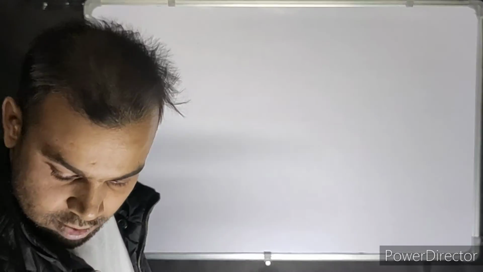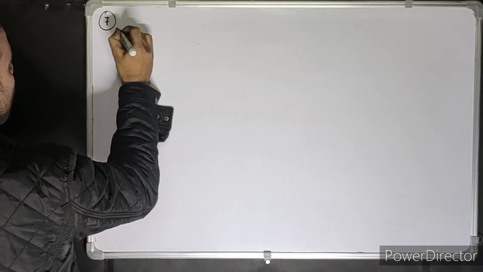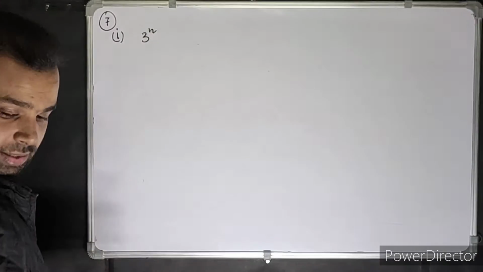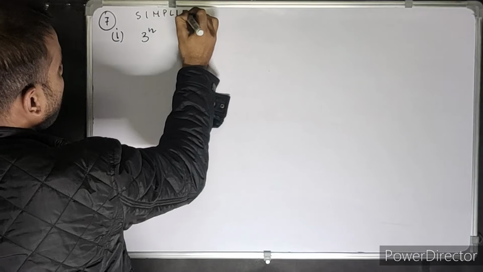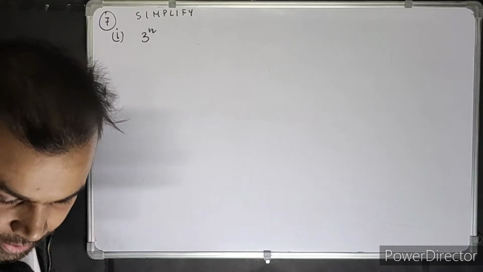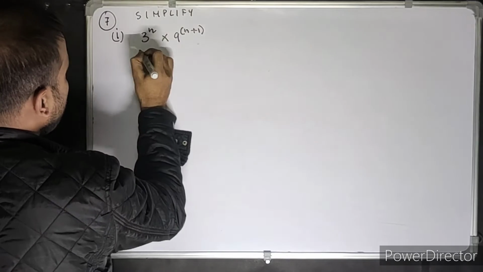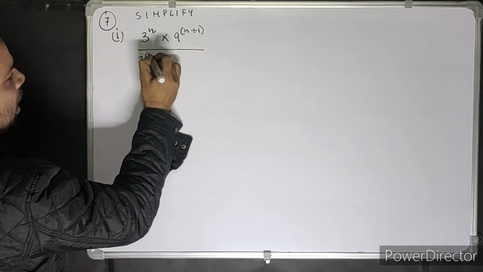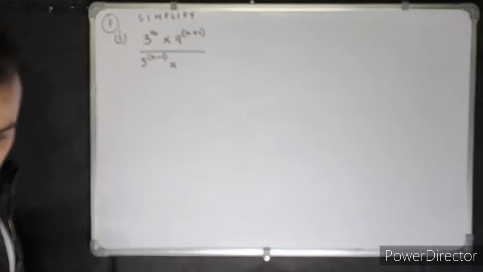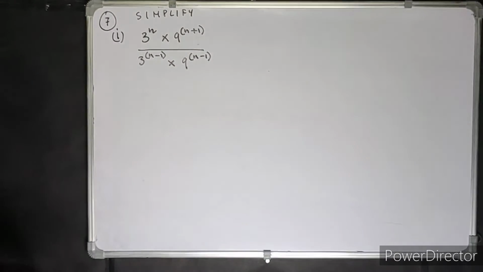Question number 7 has 4 parts. Let's start with part 1. Question number 7, part 1. It's given as 3 to the power n. The heading is simplify. 3 to the power n into 9 to the power n plus 1. Not given in bracket. You put it in bracket, please. Divided by 3 to the power n minus 1 into 9 to the power n minus 1.